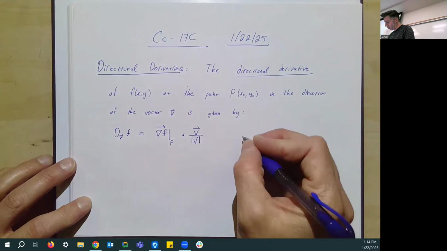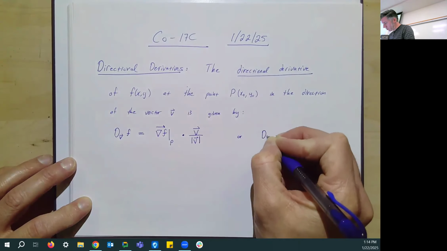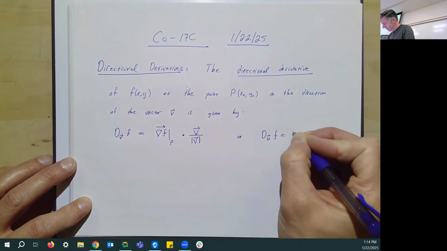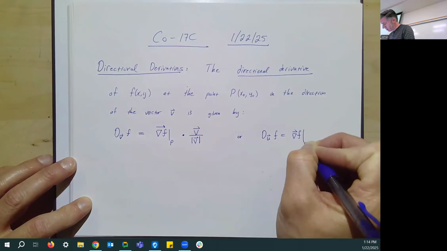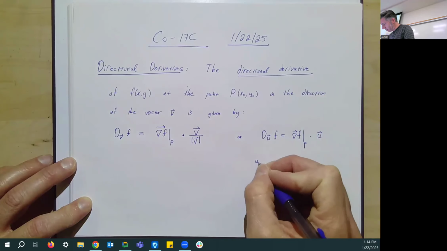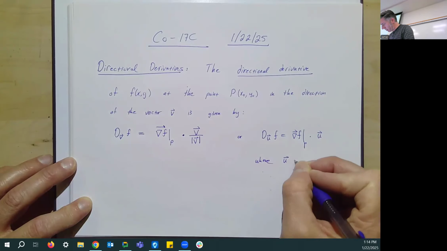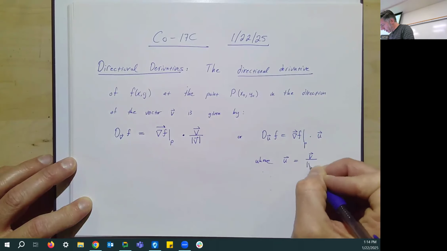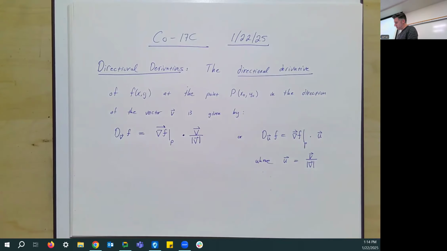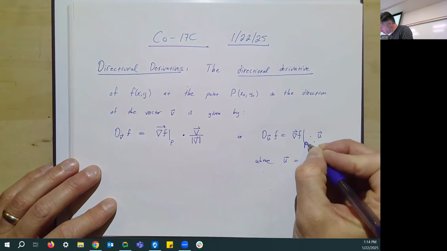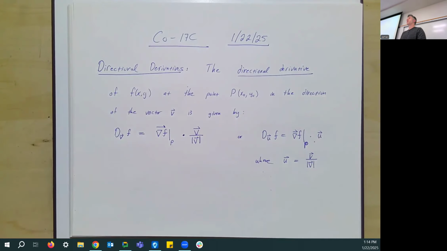So we can write it like this, or you can write it as d_u f equal to the gradient of f evaluated at p dotted with u, where u is the vector v divided by its own magnitude. Either way you want to slice it. That's a p, by the way, so that's kind of terrible. So, long story short, if you're trying to find a directional derivative at a point in a certain direction, yes, you do have to have both of those pieces of information. You need the point of tangency, essentially, and the direction that you're trying to find the slope in, right?